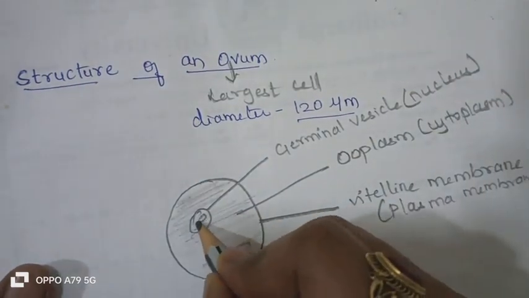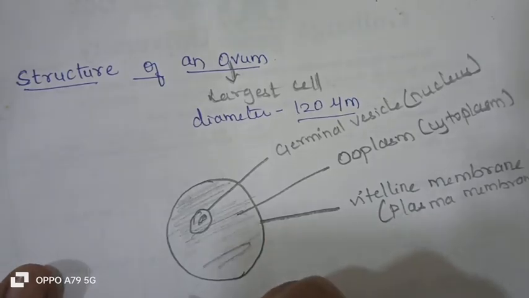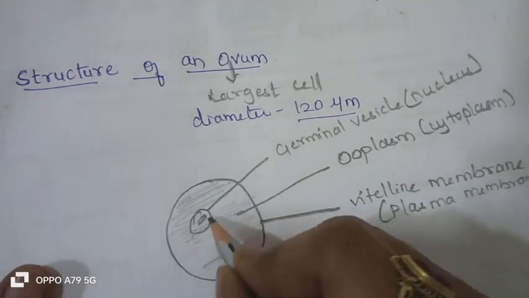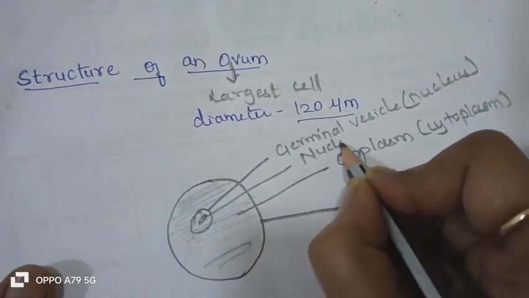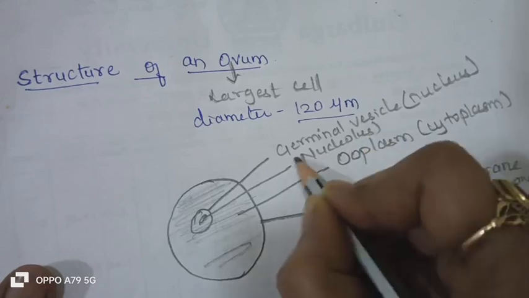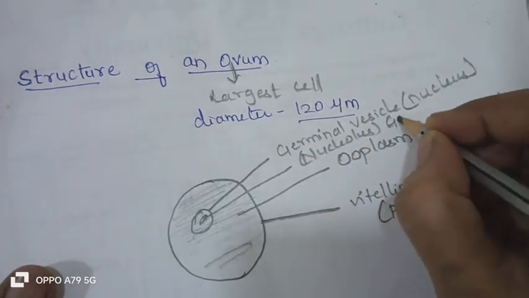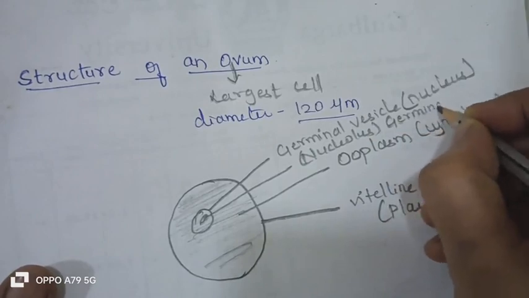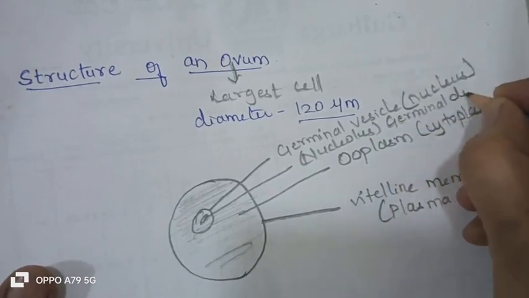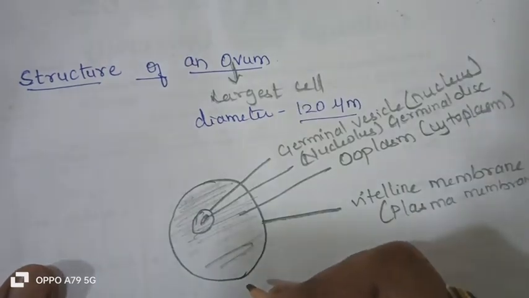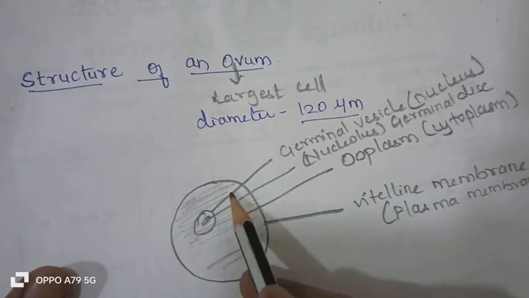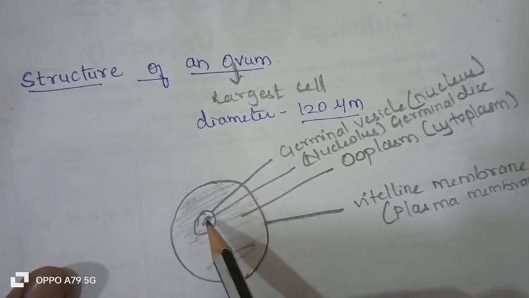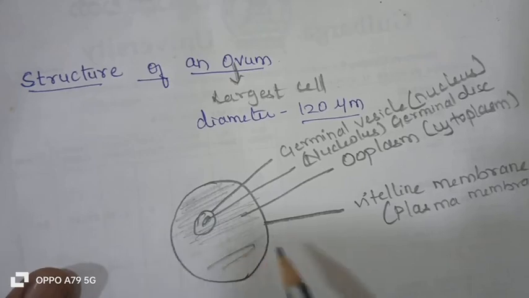Now, the nucleus consists of one more small circular inner structure. That inner structure we call the nucleolus. Am I right? This nucleolus is here called the germinal disc. Now, this is the plasma membrane, cytoplasm, nucleus, and nucleolus with different names.